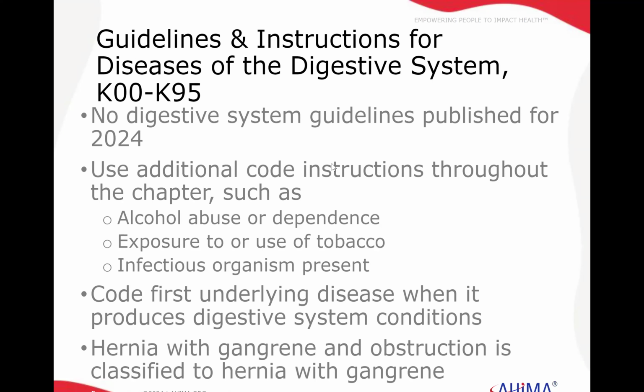There are no digestive system guidelines published for 2024, but as we've seen with other chapters in the ICD-10-CM codebook, just because there are no guidelines doesn't mean that we don't have to pay attention to the tabular. You'll see a lot of things that have additional code instructions throughout, and things we want to make sure we capture include the following: alcohol abuse or dependence, exposure or use of tobacco, infectious organisms, and sometimes we'll have a GI disease that's caused by something else, so we code the underlying disease.